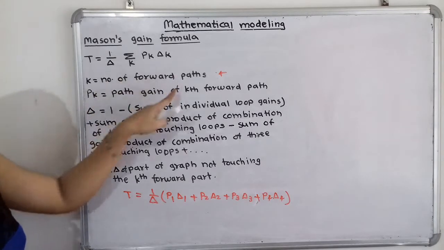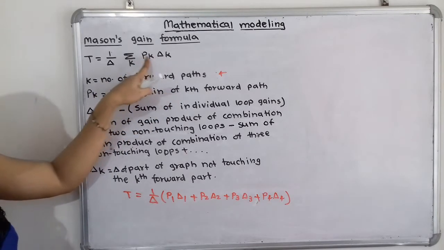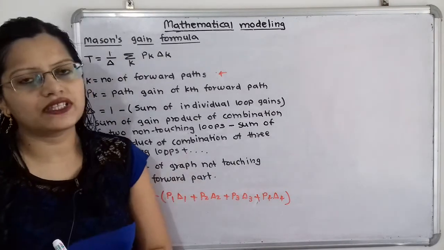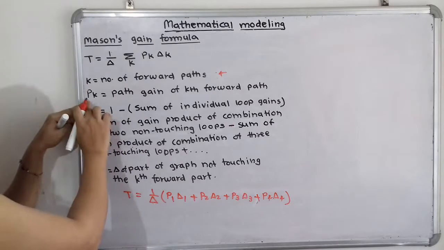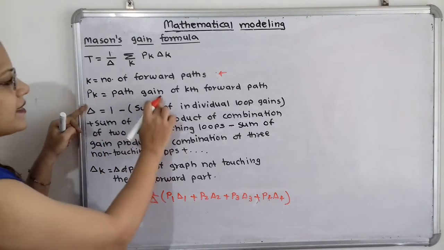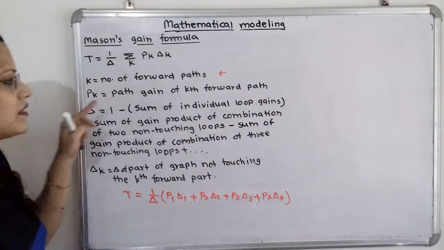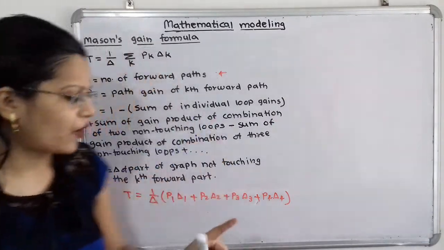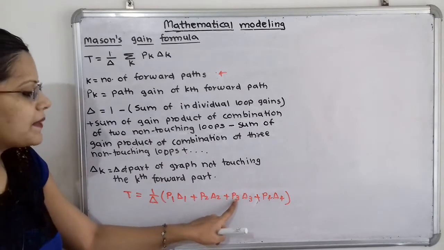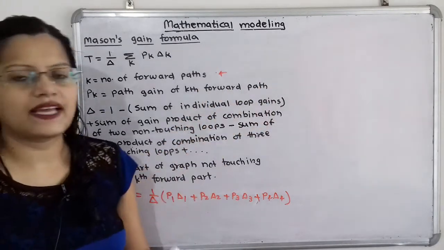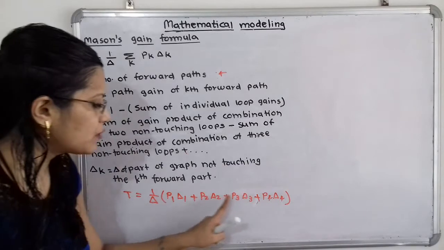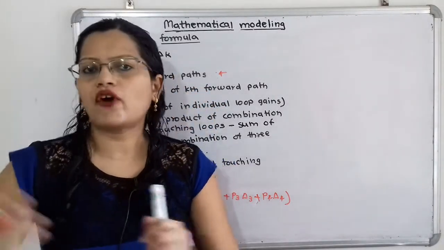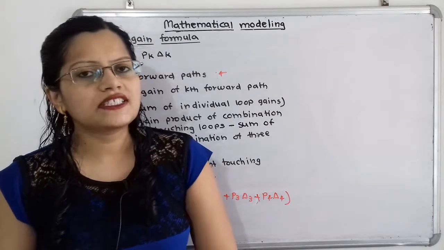Now if we move to the next, here is Pk. So Pk is nothing but P1, P2, P3, P4, that depends on the number of forward paths. So what is this Pk? That is the path gain of the kth forward path. That is, P1 is for the first forward path, P2 is for the second forward path and P3 is for the third forward path. That is, this value of P1, P2, P3 is nothing but the path gain for that number of forward paths. So what is this path gain?